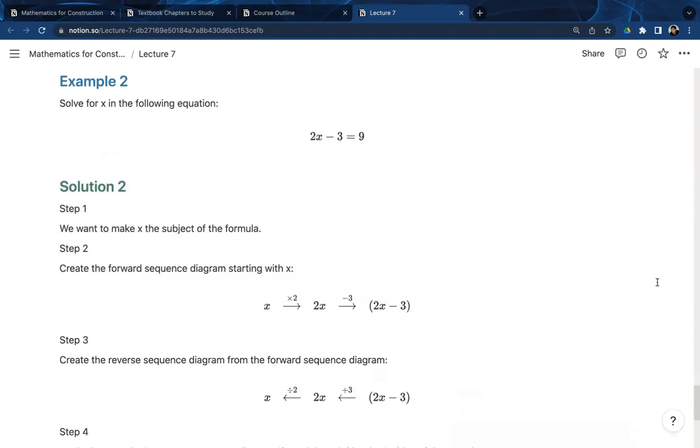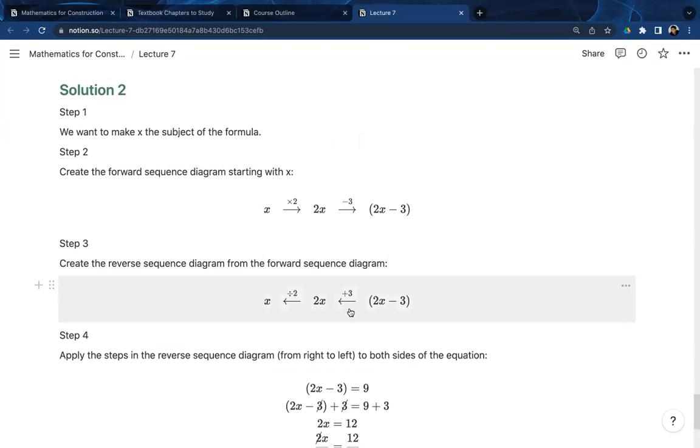So I'm just going through these steps here with you. So we want to make x the subject of the formula, right? That's the first step. What do we need to make the subject of the formula? What is the expression that contains x? This entire left-hand side, okay? So create a forward sequence diagram starting with x and going into the final expression. There's the steps involved.